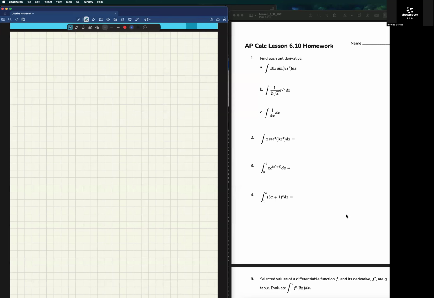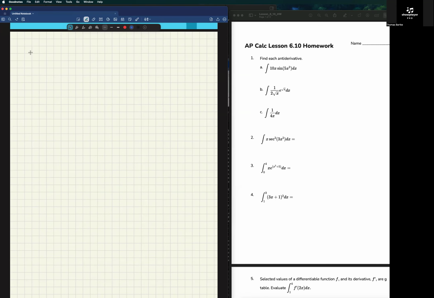All right, let's do some homework. Starting on 610 over here, find each antiderivative. And we are here in the chapter on U substitution.